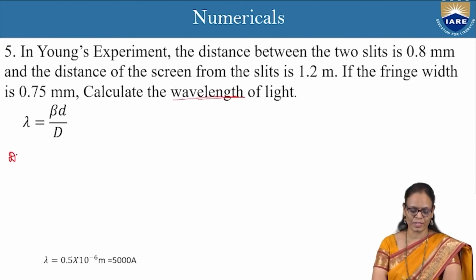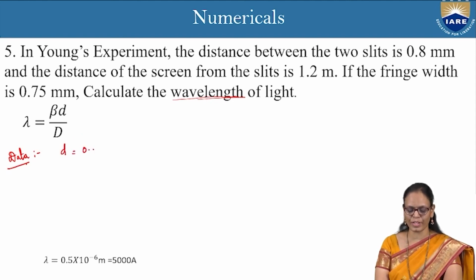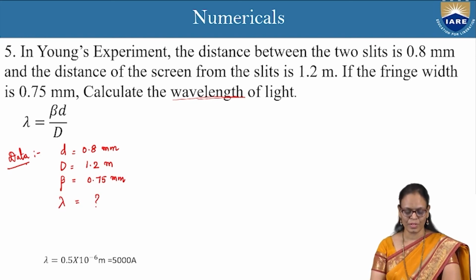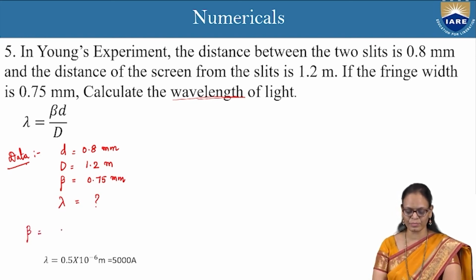So we'll write the data first. Distance between the slits small d is 0.8 millimeter, and capital D, distance of the screen from the slits, is 1.2 meter. And the fringe width beta is 0.75 millimeter. We have to find lambda. So we have the formula beta is equal to lambda D upon small d. This implies lambda will be equal to beta d upon capital D.